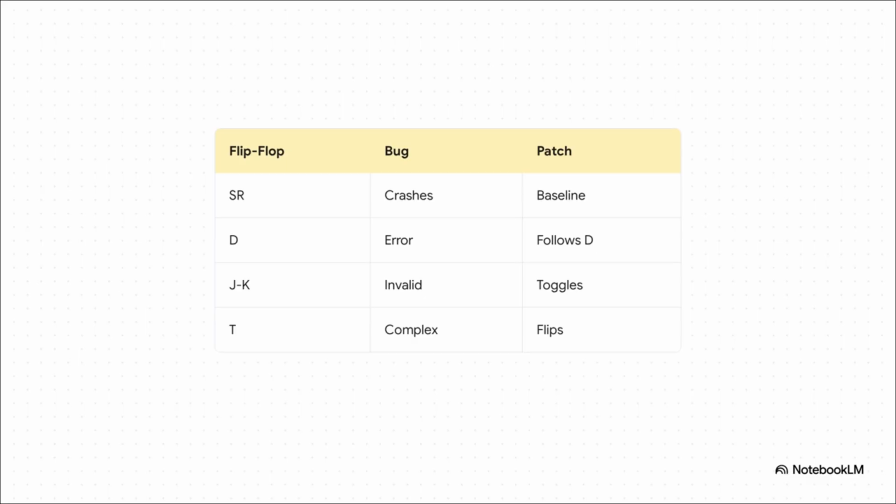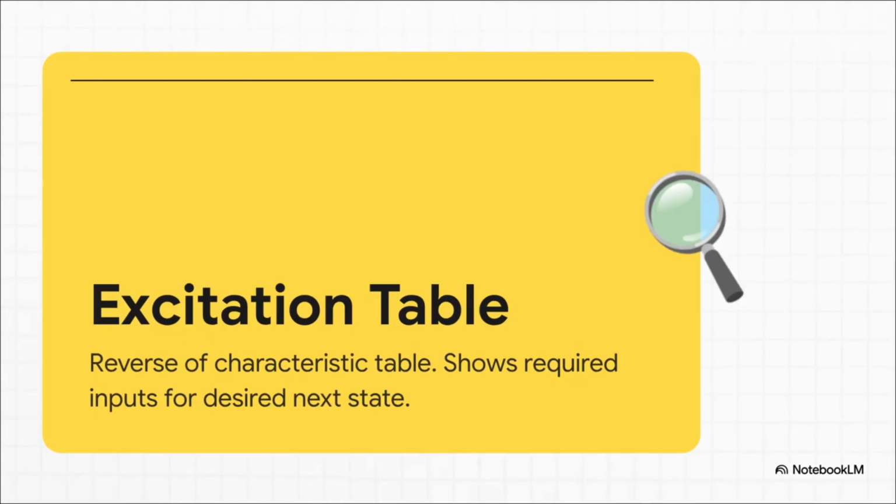Now, before we can go building complex circuits with these, we need a special design tool called an excitation table. Think of it like a reverse engineering cheat sheet. Instead of asking, hey, what happens if I input these signals? An excitation table asks, okay, I want the memory to change to this specific state. What inputs do I actually need to force that to happen?